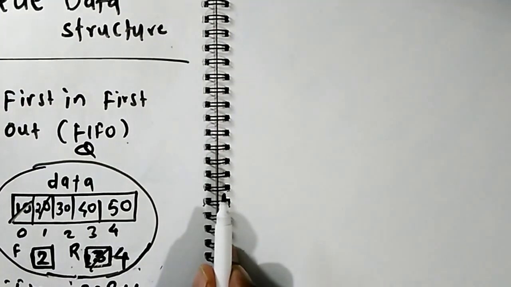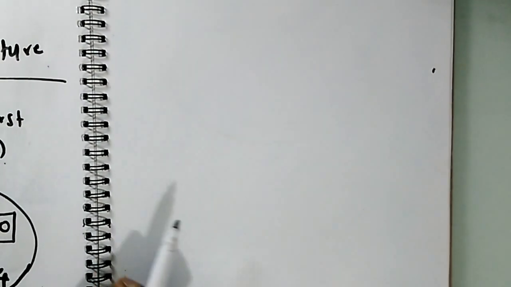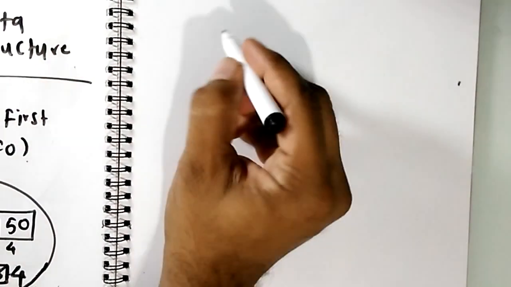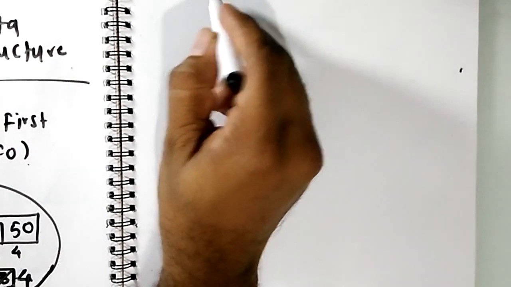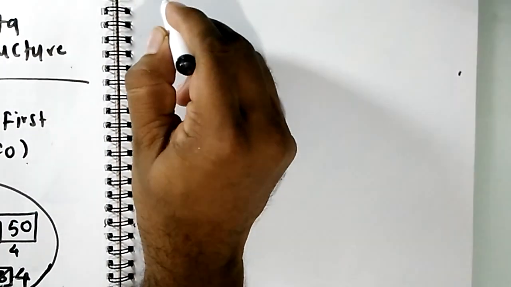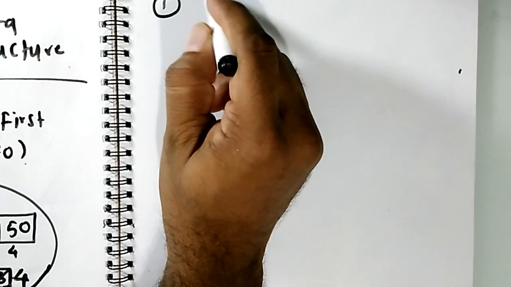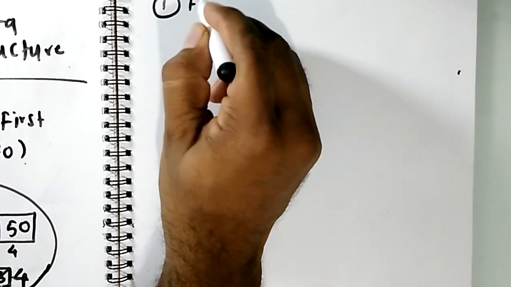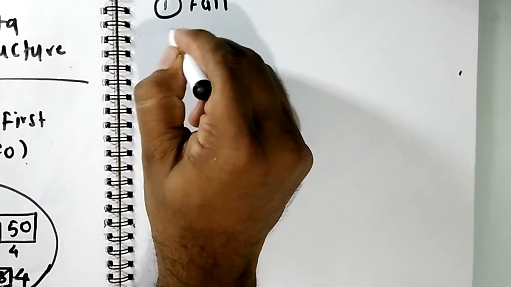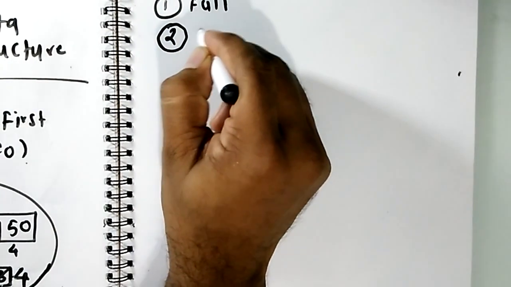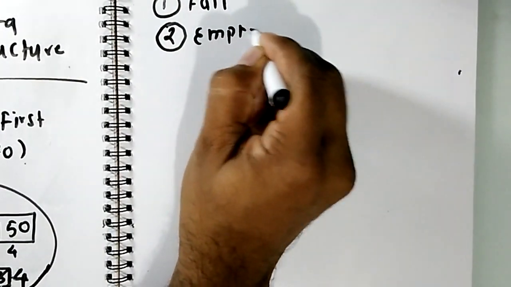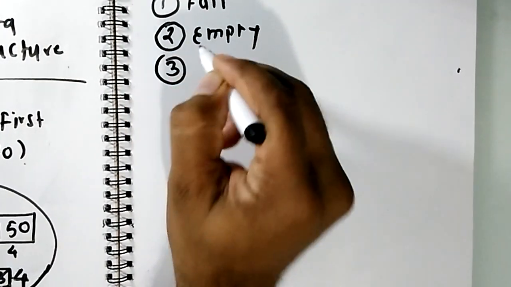Right? So let's write the functions to perform different operations on the queue. Let's list the operations on the queue. I can check whether the queue is full. Second operation, I can check whether the queue is empty. Third operation is the enqueue operation.